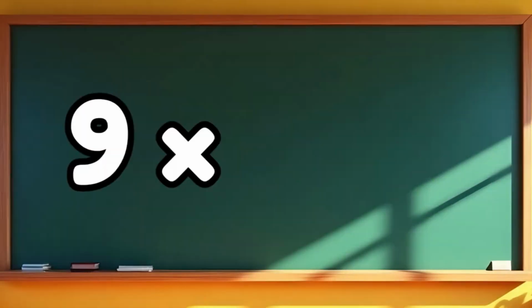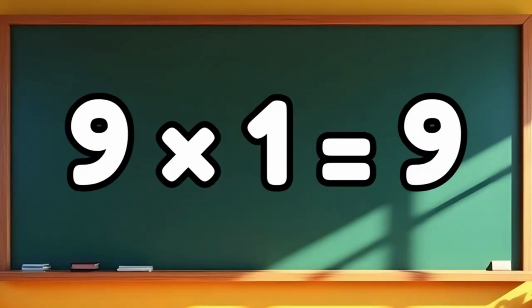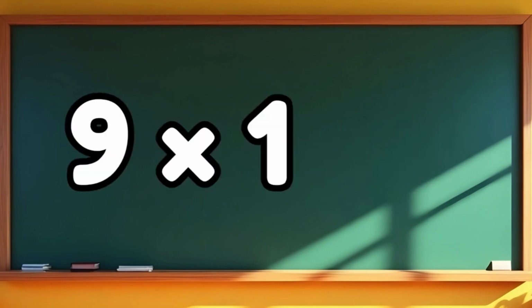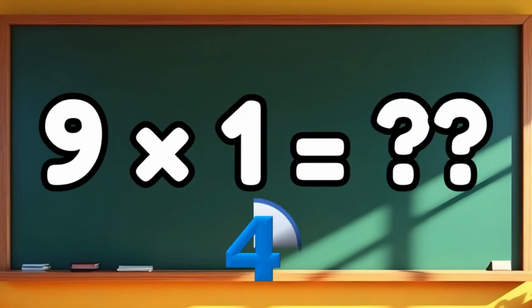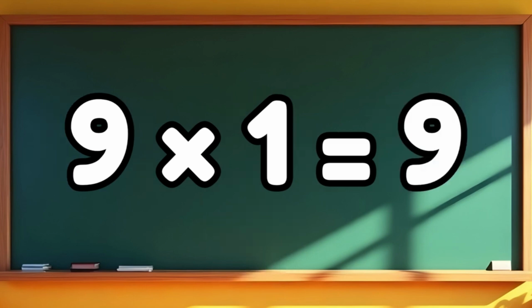9 times 1 equals 9. Let's repeat it together. Can you say it by yourself? You have 5 seconds to answer. Let's go. 9 times 1 equals... It's 9! Great job! Now let's move to the next one.